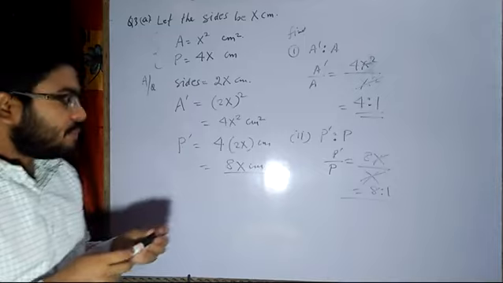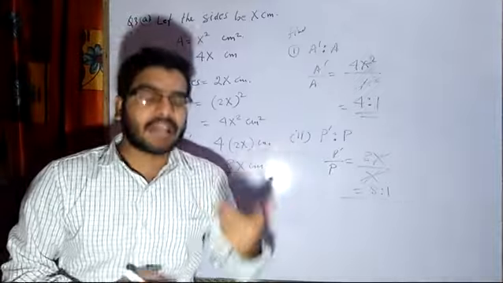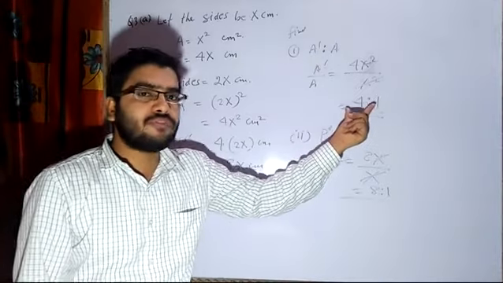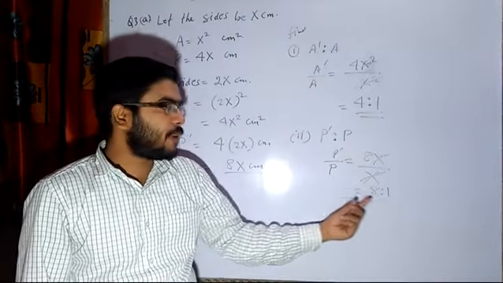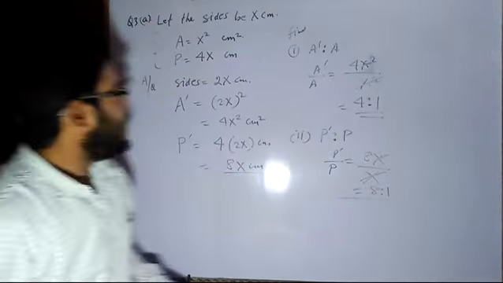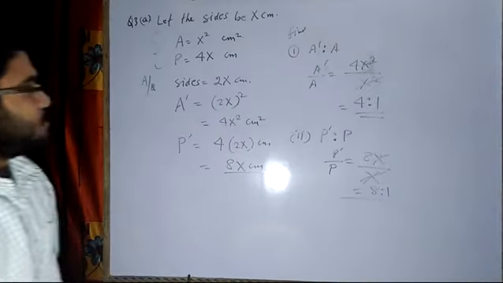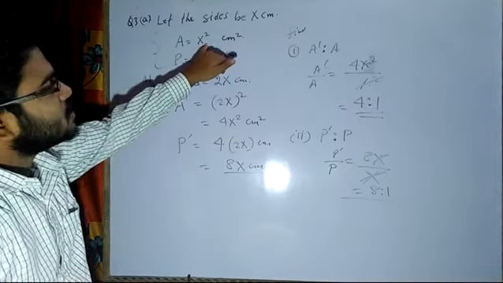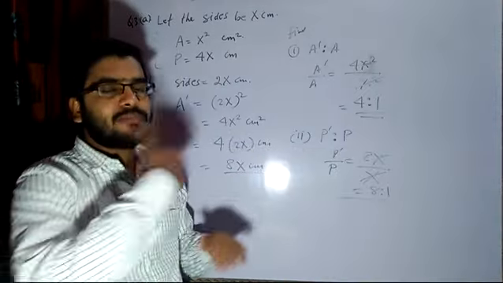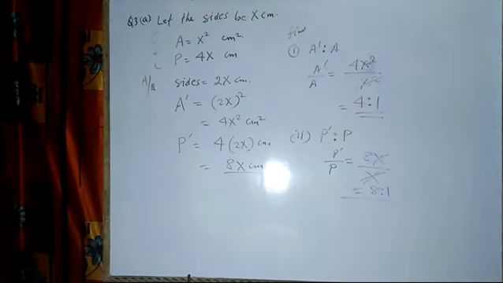So what conclusion did you get? When we double the sides, the area becomes 4 times the original one. When we double the sides, the perimeter becomes 2 times. Sorry, 8 times, not 2 times. It becomes 8 times, and the area becomes 4 times. Is it clear? Because area is x square upon 4x square, x square cancels, so 4 times. The area becomes 4 times and perimeter increases by 8 times.